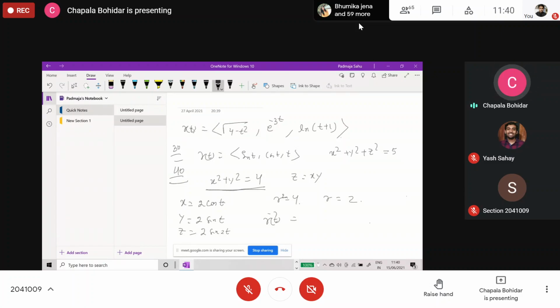Then 25: find the equation of the tangent line to the curve with the given parametric equation at the specified point. Find the parametric equation for the tangent line. That is 25.